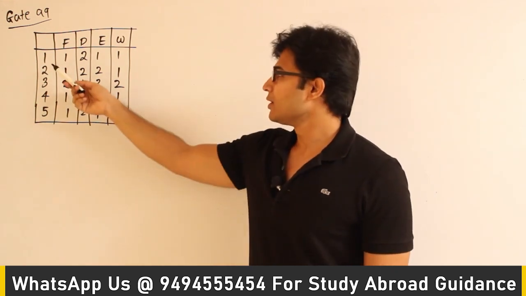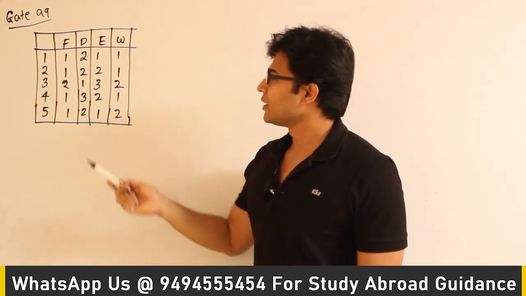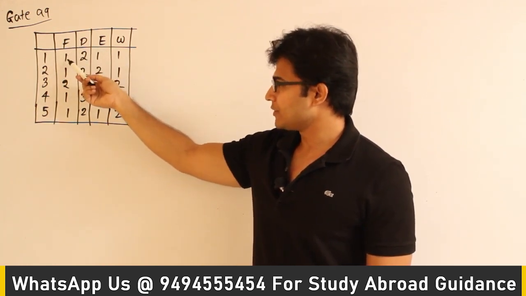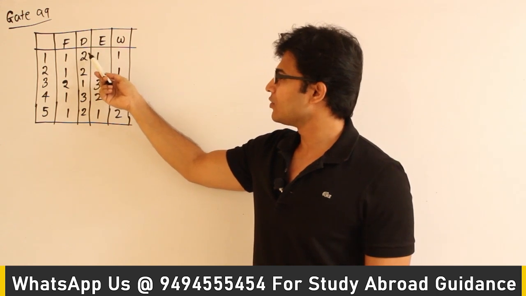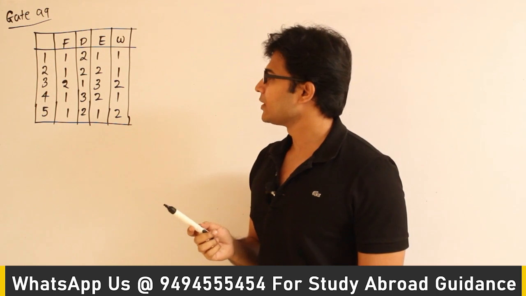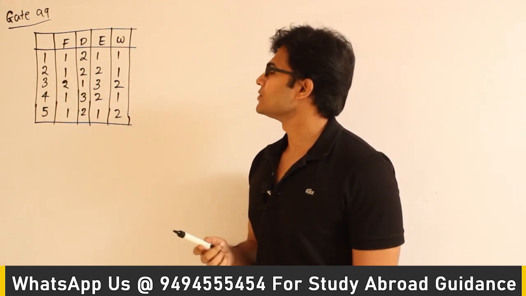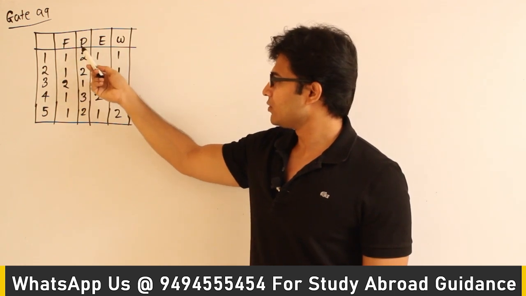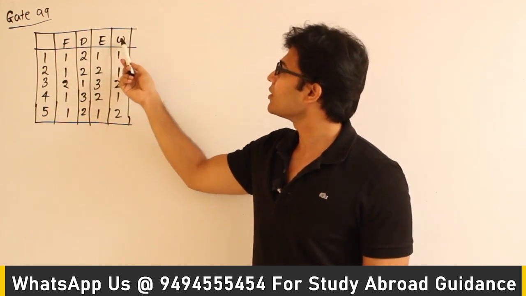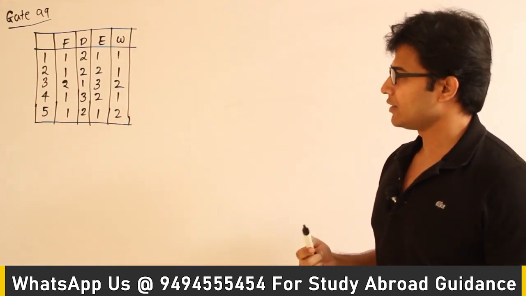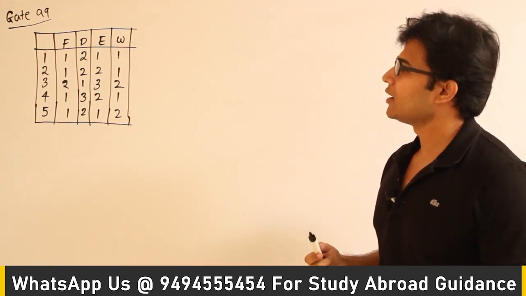For example, the first instruction takes 1 cycle for fetching, 2 clock cycles for decode, 1 clock cycle for execute and 1 clock cycle for write back. Similarly, instruction 2 takes 1 clock cycle for fetching, 2 for decoding, 2 for executing and 1 for write back. Now the question is, how many clock cycles are required in order to finish this execution?